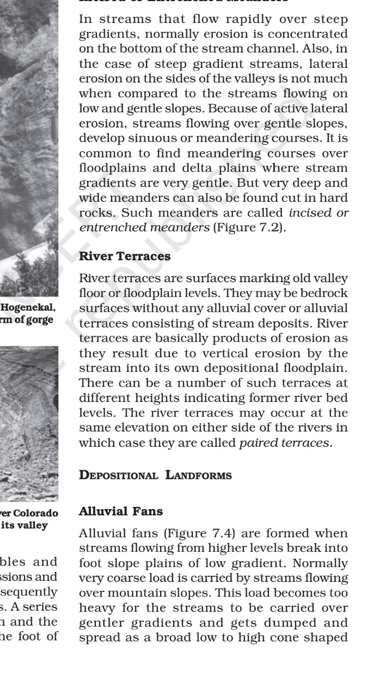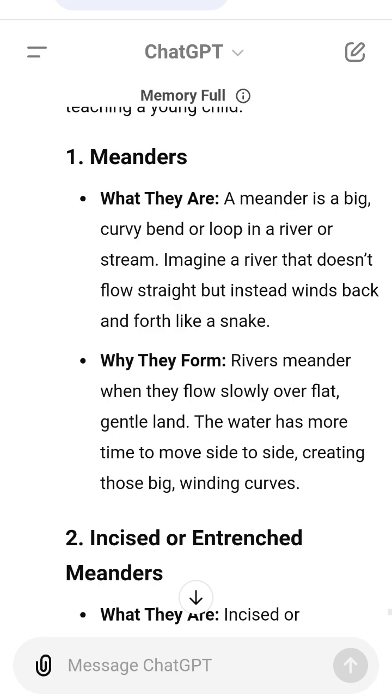Let's simplify the concept of incised or entrenched meanders, step by step, in the easiest language possible, as if teaching a young child. 1. Meanders. What they are. A meander is a big, curvy bend or loop in a river or stream. Imagine a river that doesn't flow straight, but instead goes back and forth like a snake.